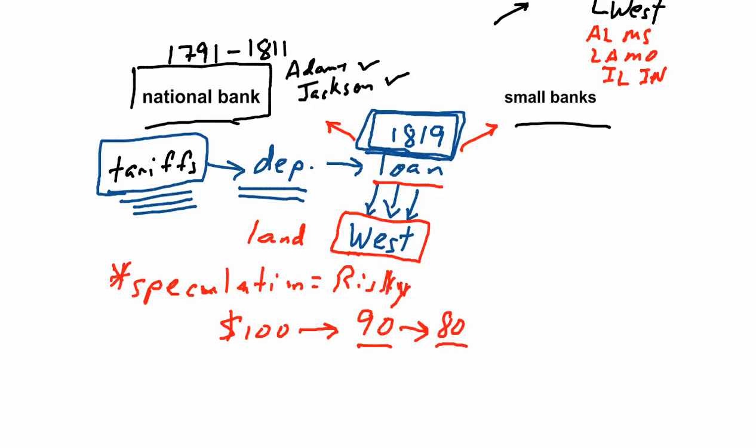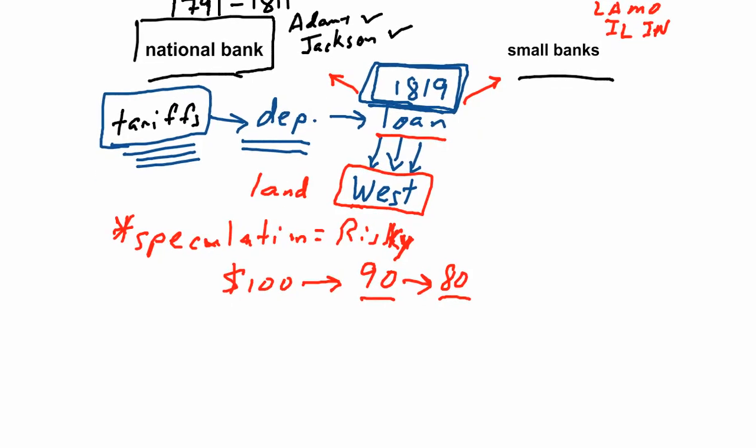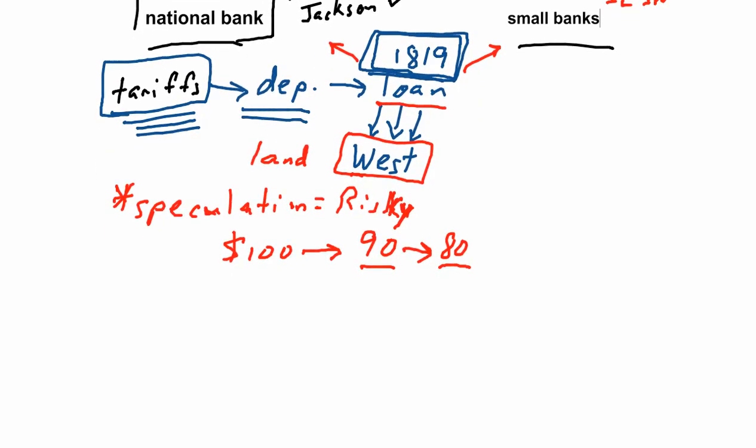Instead of trying to move onto the land and live there and settle and be a pioneer, they were just buying to resell the land. And there's nothing wrong with that. It's just more risk. And when all this tariff money was being deposited into the banks, they felt like they had more money to loan, and so that resulted in the Panic of 1819.